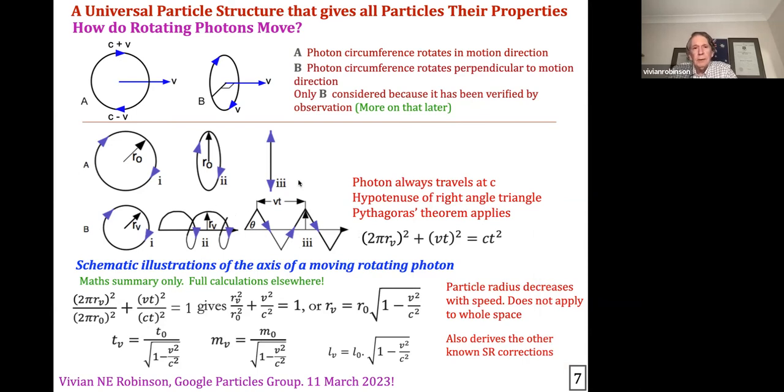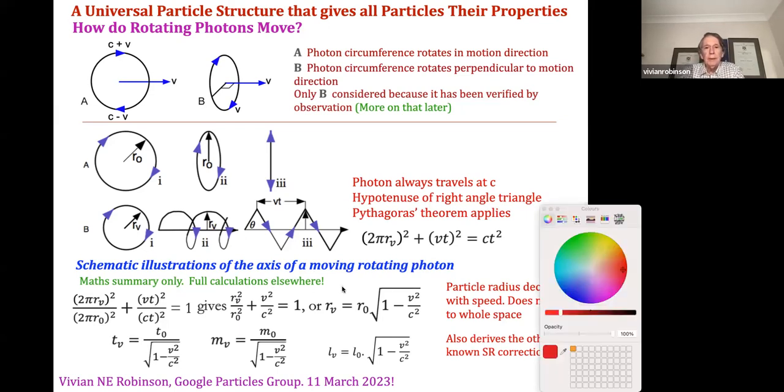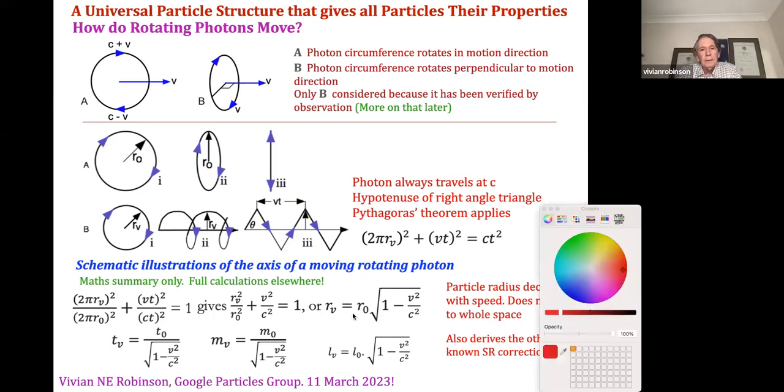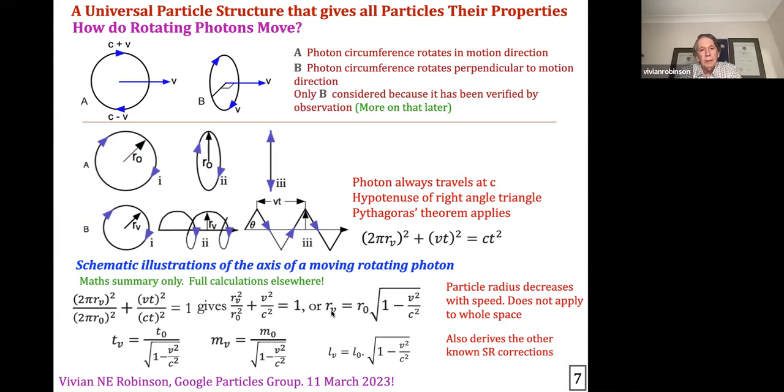Now, in all of these situations, the axis of the photon is traveling at c. This makes it the hypotenuse of a right-angled triangle, and we can just apply Pythagoras' theorem. I won't go through the full details. The math summaries are elsewhere, and I'll give them to you later. But if you go through these, you finish up with the radial velocity equals the rest velocity times the square root of 1 minus v squared over c squared.